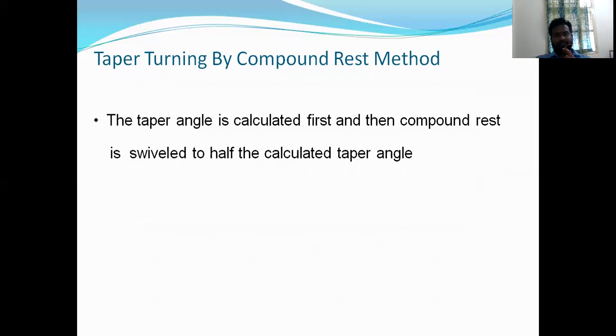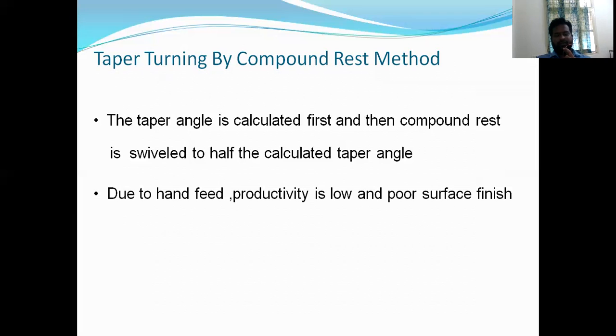In the previous method also, we learned that the inclination angle on the cutting tool should be half of the desired taper angle, right? Here also, the taper angle is calculated first, and then the compound rest angle is equal to half of the calculated taper angle. First, we calculate the taper angle, then we take half of it, and with that half of the taper angle we swivel the cutting tool.